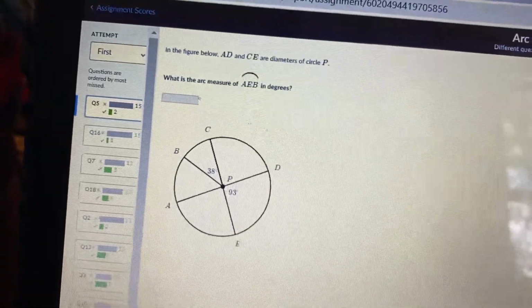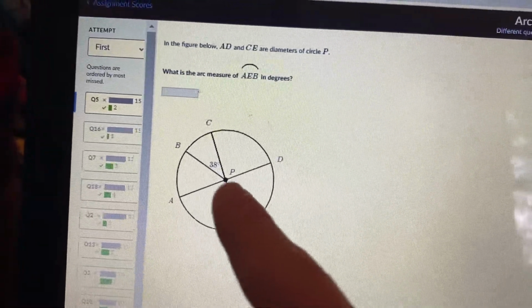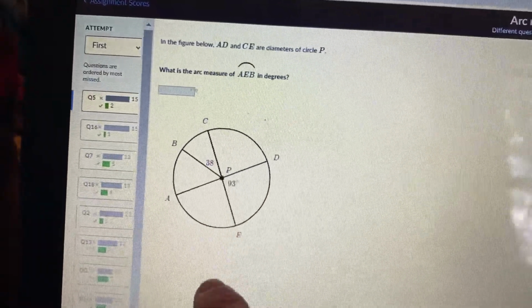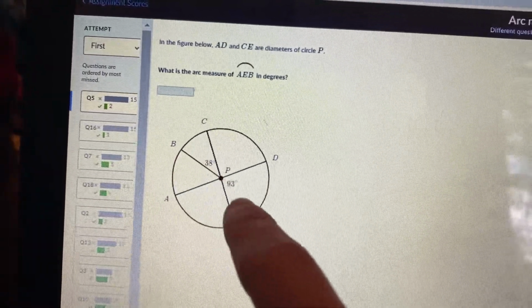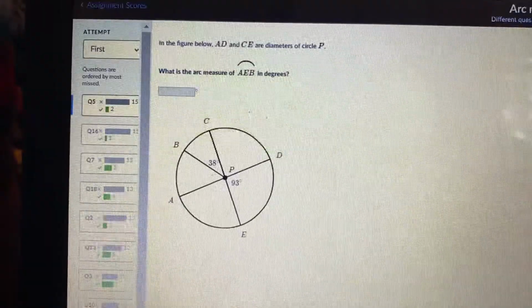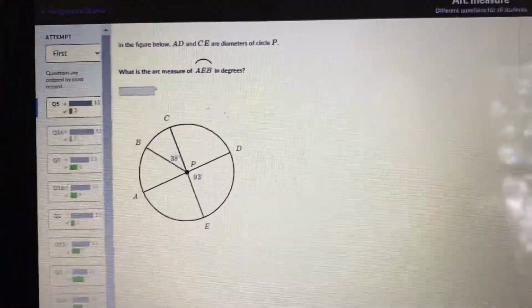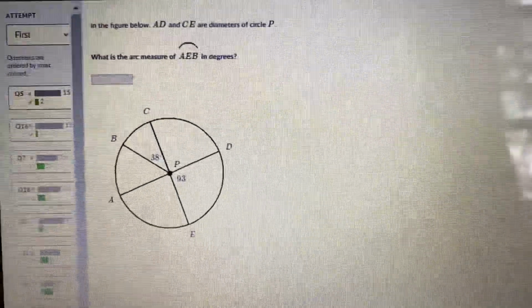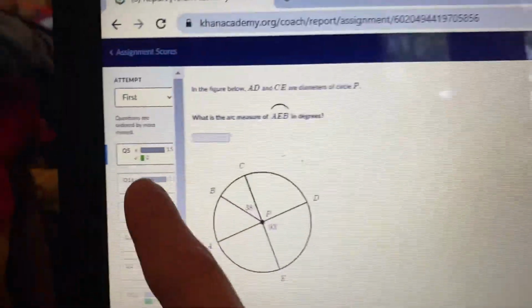Vertical angles still occur. So this angle would be congruent here. These two add up to 93 still because of vertical angles. But make sure you're identifying the right angle first, especially before you even get to the equations.